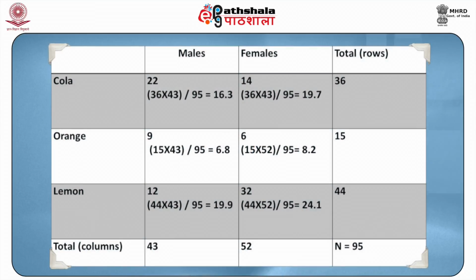The data was collected and is represented in the table below. Have a look at the first column, which gives the 3 flavors in the 3 rows: cola, orange and lemon. Columns 2 and 3 show the distribution for the 3 flavors as preferred by males and females.